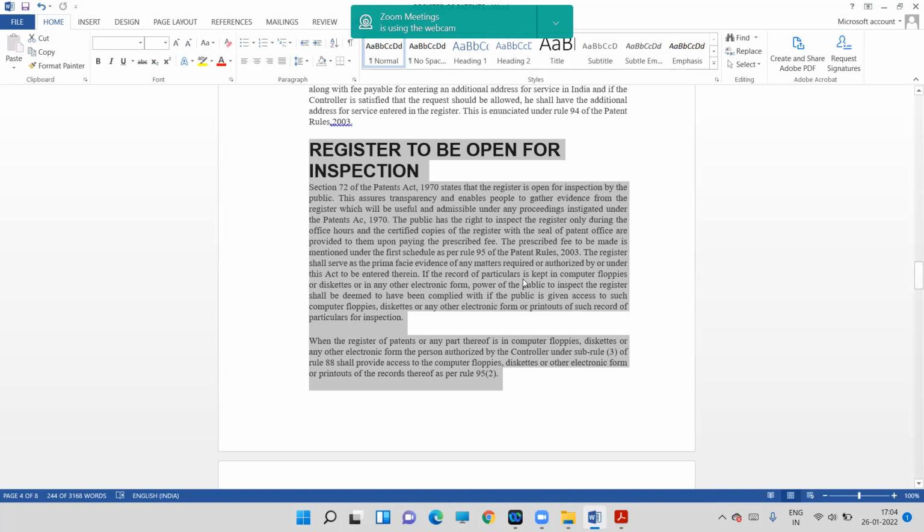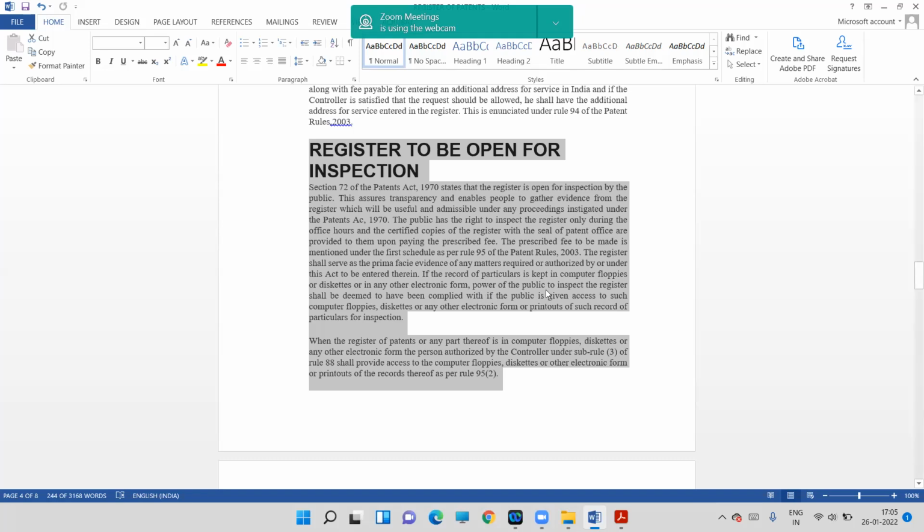If the record of particulars is kept in computer floppies, diskettes, or in any other electronic form, okay, so we cannot say it is only in the e-register. Some data is also put on computer floppies because there is a larger amount of data, and on that e-register server alone we cannot put all the data. So some data is stored on floppies, that is magnetic storage. It may be on computer floppies or diskettes or in any other electronic form, or whatever advanced form they get, they update it and fill it in.